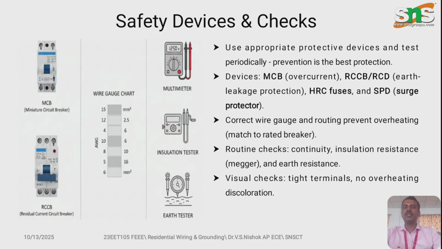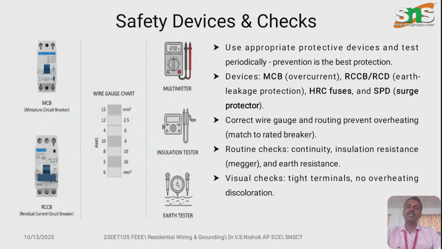Coming to the safety devices. For wiring, for example, we use a miniature circuit breaker wherever necessary, so that it stops the fault current in that particular circuit itself and does not affect any other part of the house. That is the use of the miniature circuit breaker, otherwise called MCB. Likewise, for earthing issues, we need to use RCCB. In the same way, in order to avoid fault current, we use high rupturing capacity fuses, otherwise called HRC fuses.